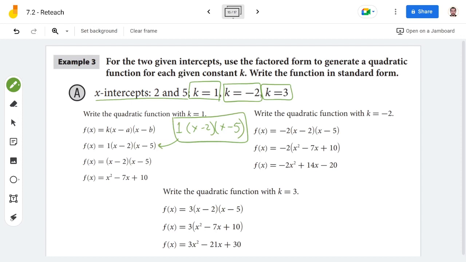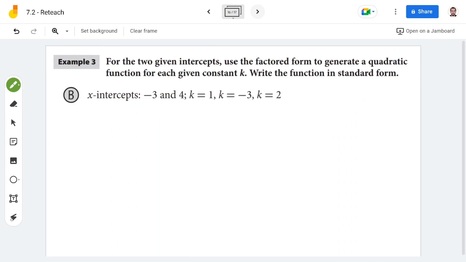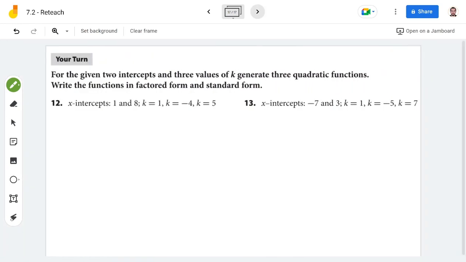Then you can convert it to standard form by using the distributive property. Same thing here when k is negative 2. We just put negative 2 here, with x minus 2, and here same thing, x minus 5. Same thing here, it should be 3 times x minus 2 times x minus 5, and use the distributive property, and you get this one here. Here also there are some questions. Try to practice on them.